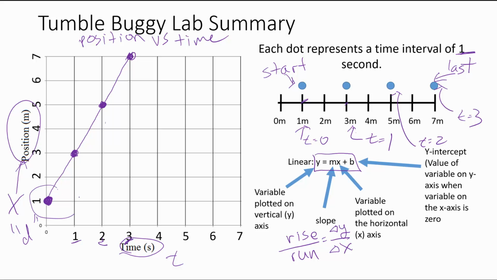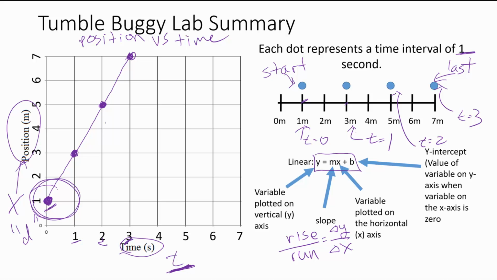So our y-intercept is right over here. That is the value of whatever variable we have on the y-axis, in this case position, when the variable on the x-axis is equal to 0. So the way we'd interpret this for this particular graph is that when t on the x-axis equals 0, position on the y-axis equals 1. So if we're going to write an interpretation for the y-intercept, we would say that when time is 0, when we started the stopwatch, the tumble buggy was already at a position of 1 meter, or 1 meter from the origin. So now let's look at actually writing out this equation.